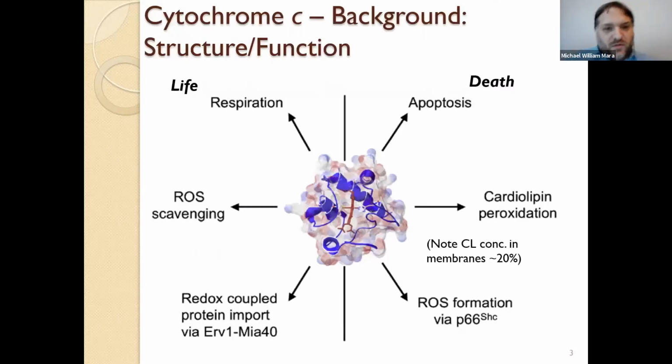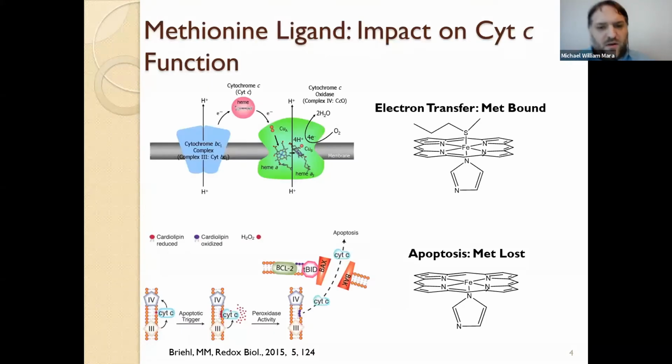So I'm sure most people here have heard of cytochrome C. It's a very important protein that plays roles in functions involved in life and cell death. So cytochrome C is most known as an electron transfer protein. And there it helps shuttle electrons between complexes 3 and 4 in the electron transport chain.